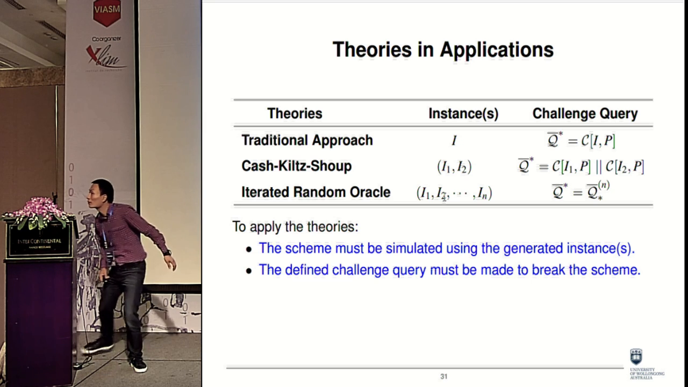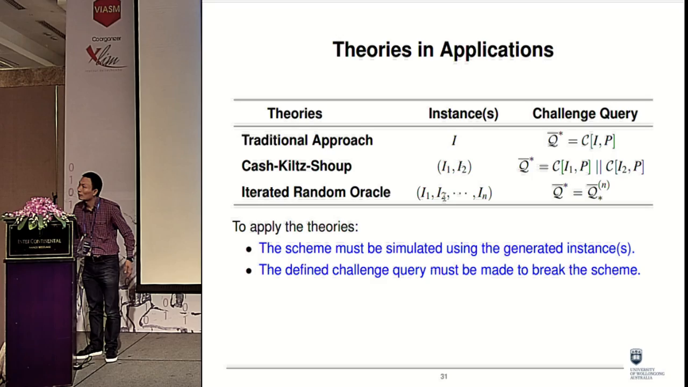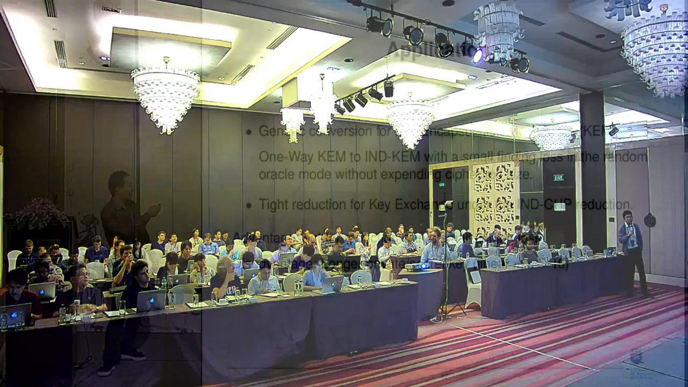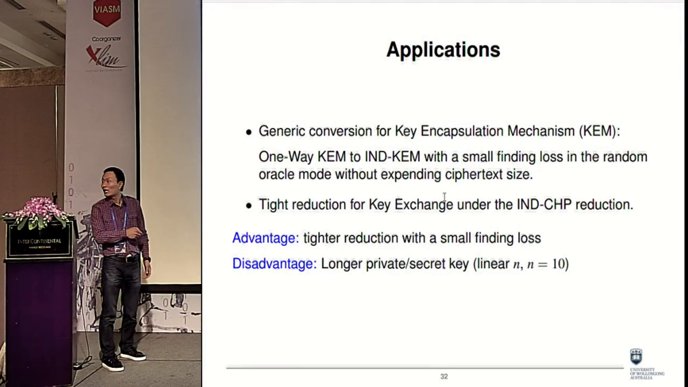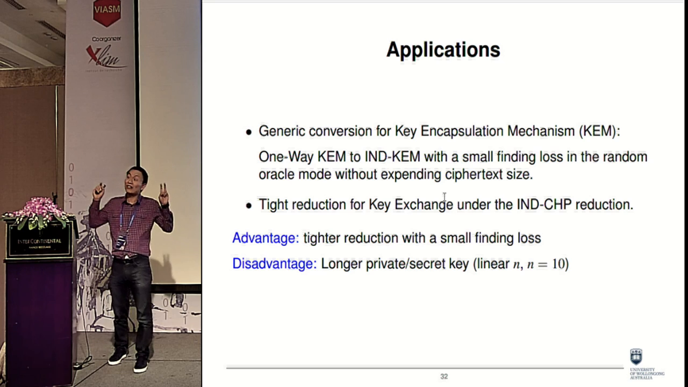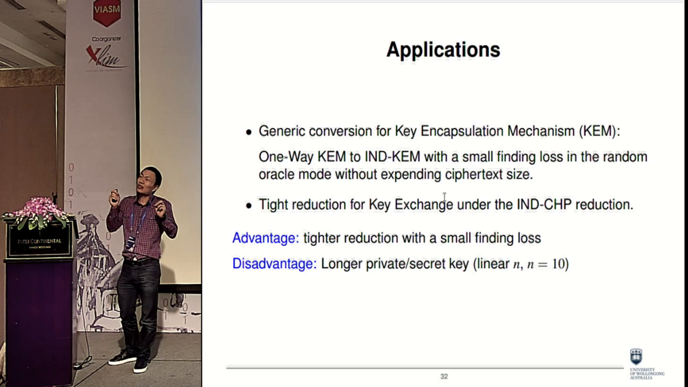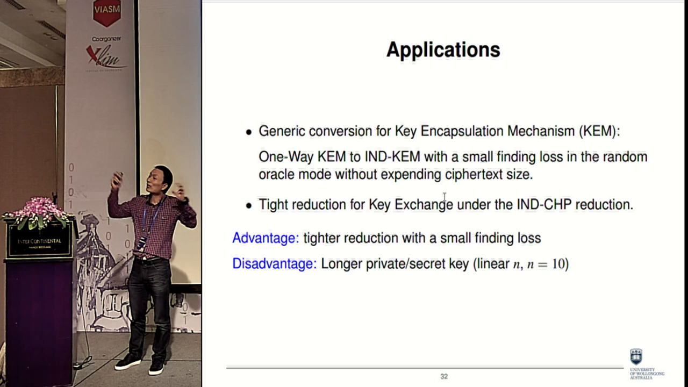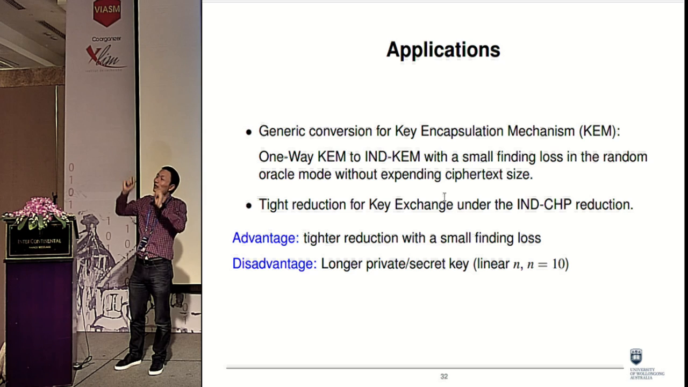Can I see the slide just before the conclusion? Conclusion, okay. For this one? Why do you need a longer private key? Longer private key, right? Because in our construction, we use n instances, right? Each instance is used to simulate an independent scheme. And we try to combine all of them together. That's why we use one instance to simulate a scheme, and there's a key for each. So finally, the final scheme will have n keys, something like that.